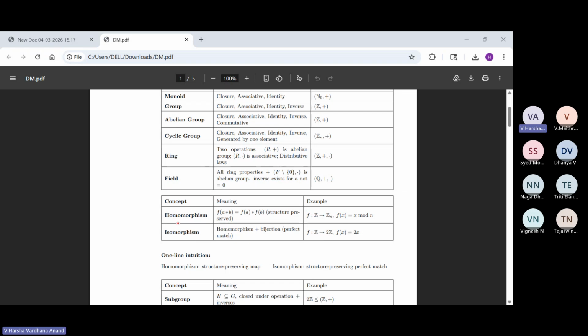So isomorphism is nothing but, in the case of homomorphism, the function f should be a bijective function. Bijection here means one to one and onto. So homomorphism is preserving structure between two groups, and isomorphism is a homomorphism that is bijective in nature.